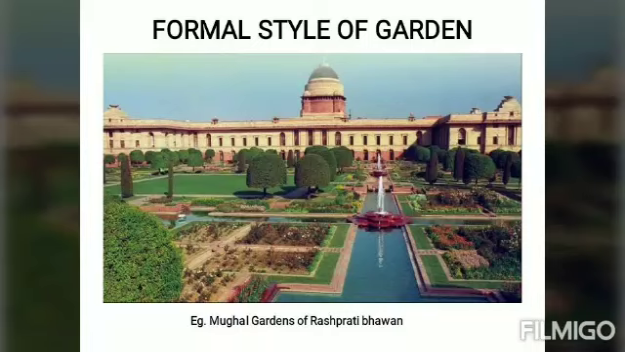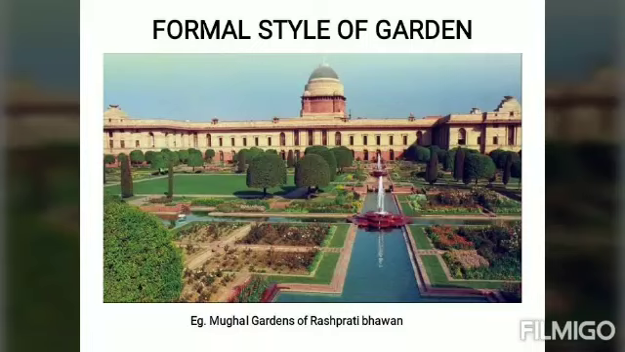Firstly, we'll discuss the formal style of gardening. So what is a formal style of gardening? It is a symmetrical type of design, which is like the quality of being similar or equal. And here the first thing we have to keep in mind is that it should be made on paper. The plan should be made on paper, and then the land is decided later.